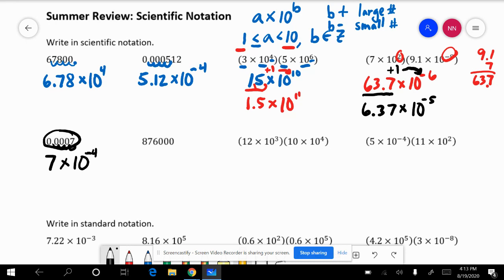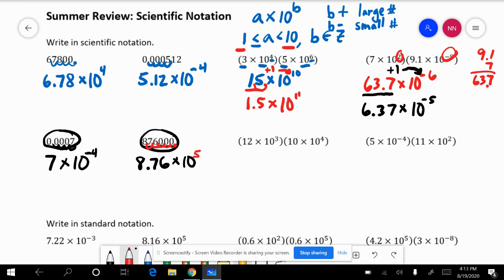With the next one, this is a large number. I need a number in between 1 and 10. That would be 8.76. 8.76 is in between 1 and 10 times 10. Once again, this is a large number, so I know I have a positive exponent. If I don't see a decimal, I know that it's at the end. I have 1, 2, 3, 4, 5. So it's a positive 5.